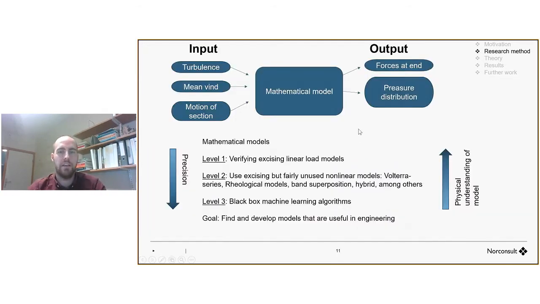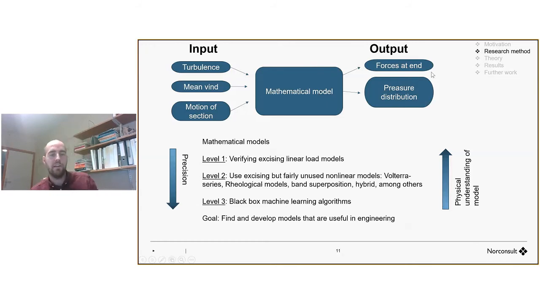So this is basically my PhD. We're measuring the turbulence, the mean wind in the wind tunnel, and the motion of the cross section. This is our prescribed motion, and then we measure the forces that come out of the system. Then I'm trying to find a suitable mathematical model to link the two together.